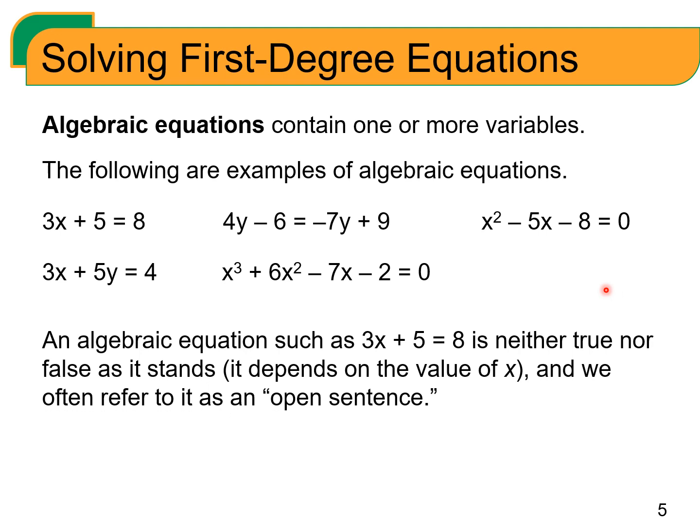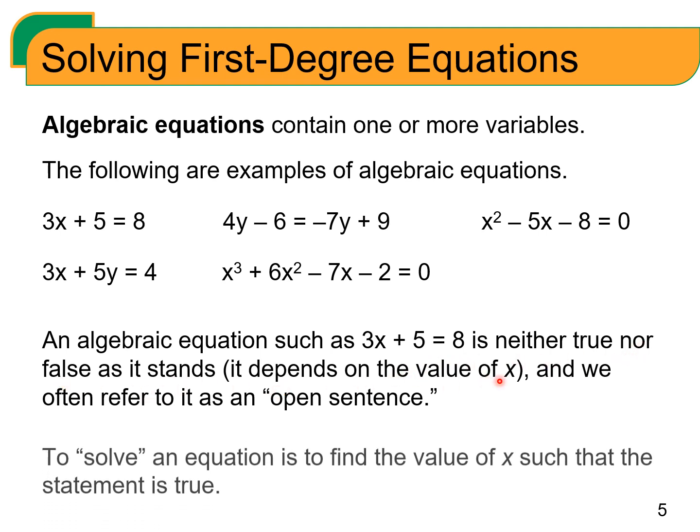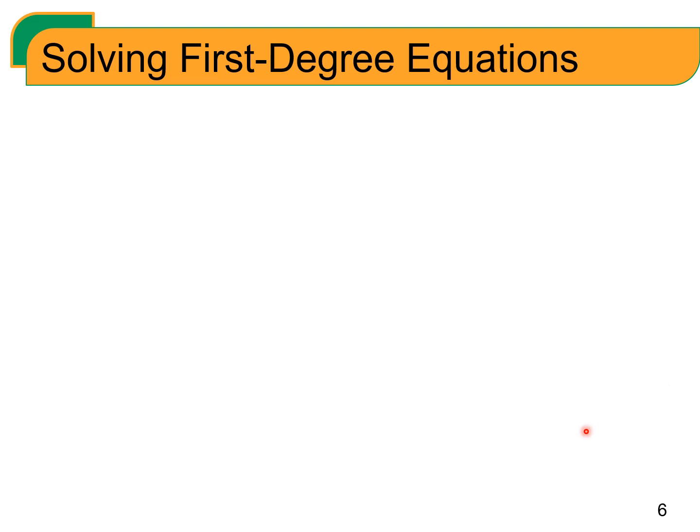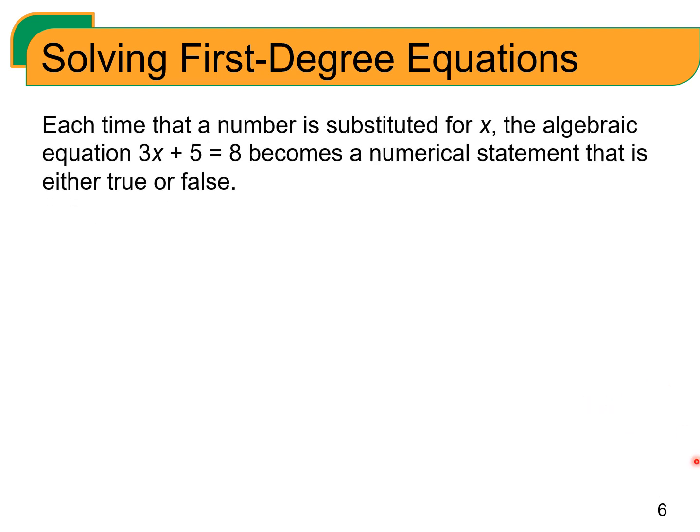An algebraic equation such as 3x plus 5 equals 8 is neither a true nor a false statement. It all depends on the value of x, and we often refer to it as an open sentence. Each time a number is substituted for x, the algebraic equation 3x plus 5 equals 8 becomes a numerical statement that is either true or false.